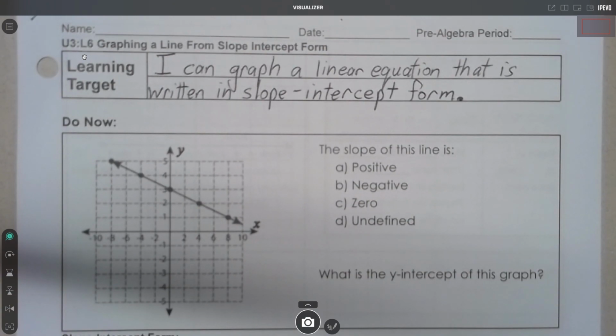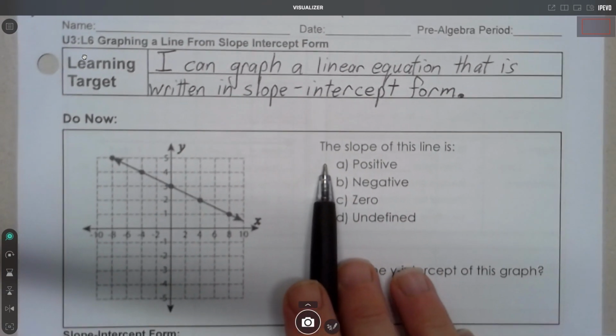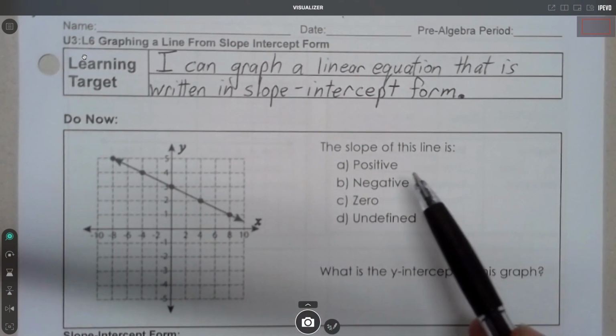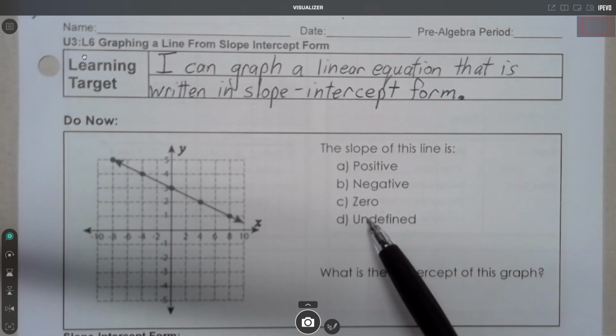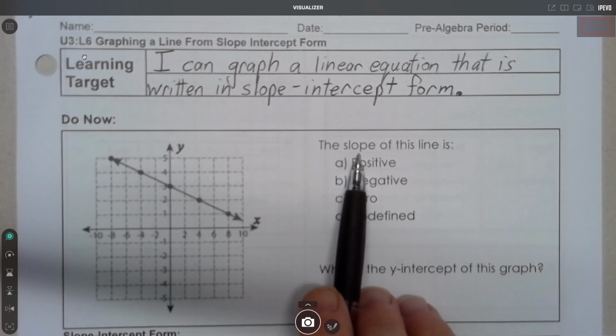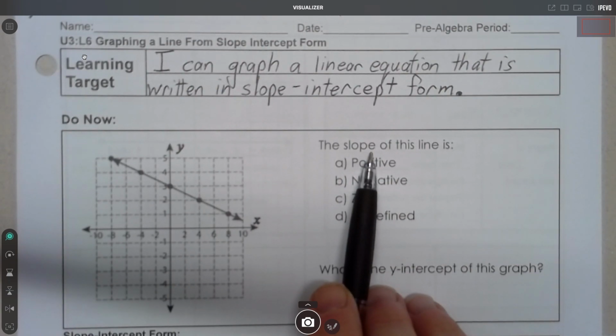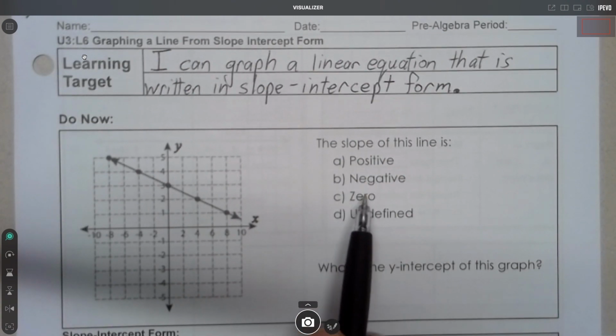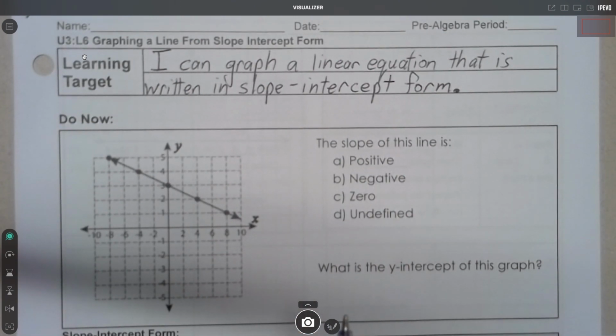Okay, well, I hope you paused the video and that you tried the do now on your own before watching this. So the first part of the do now says the slope of the line is, and you have to pick if it's positive, negative, 0, or undefined. So remember, slope tells us how steep a line is, and also tells us if the line is going uphill, downhill, if it's a flat line, or if it's going straight up and down, okay?